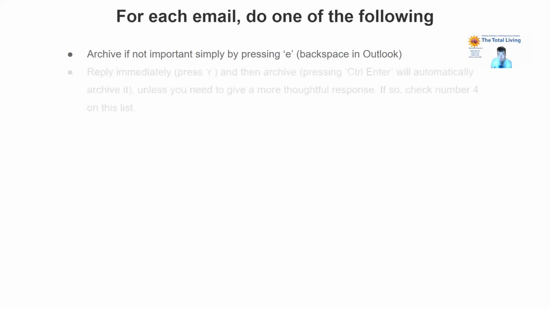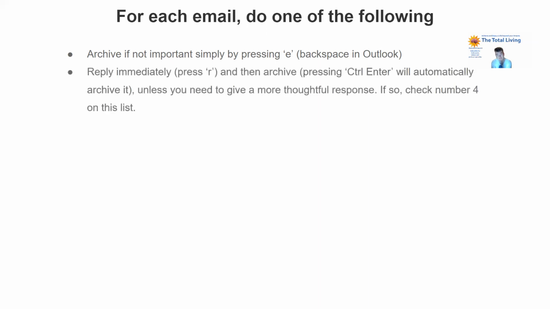Let us revisit the 6 options you will select for each email, this time using the shortcuts and the settings, which I talked about before in the last video and episode. So for each email, do one of the following. Either archive if not important, simply by pressing E, backspace in Outlook. You can also reply immediately by pressing R, and then archive, pressing Ctrl-Enter will automatically archive it, unless you need to give a more thoughtful response. If so, check number 4 on this list.